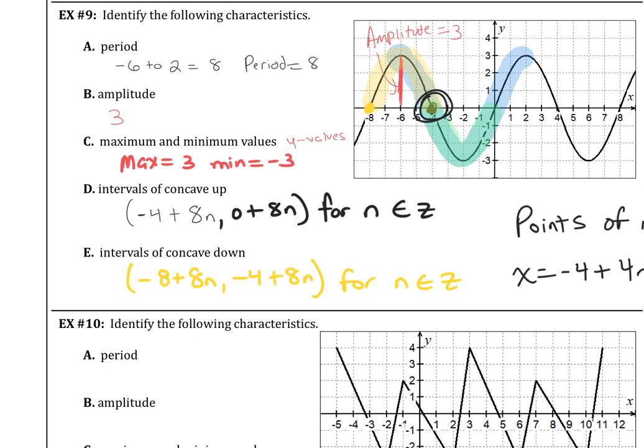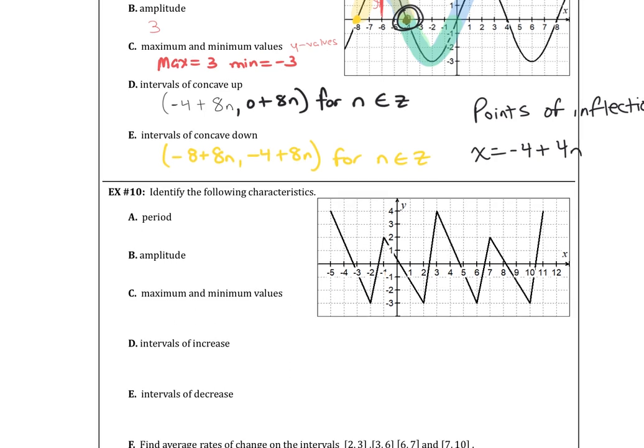Same thing with concave down. Where do you first see concave down? Well, at -8. And so that's where we started, -8. But again, we have to take into account this will repeat. So it's plus 8n because our period is 8. All right. Same thing here with increase and decrease.